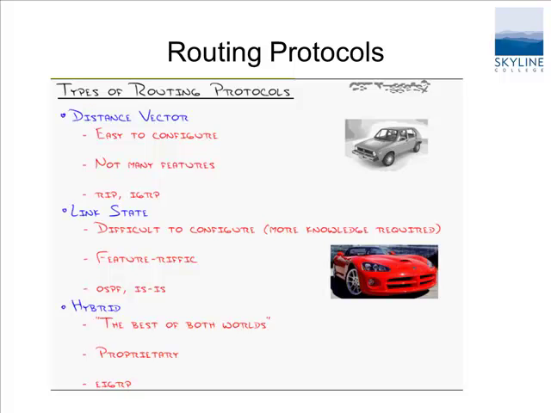And then we have hybrid. Hybrids take the best of both worlds. And a hybrid uses some features of distance vector, some features of link state. The problem with them is they're proprietary. EIGRP is the one that we're going to configure. EIGRP is a Cisco proprietary protocol. It's a very good protocol, but you can only use it if you have a Cisco environment. Are there questions to this point? Let's take a break here for a few minutes.